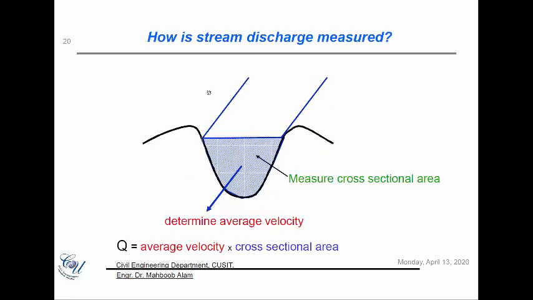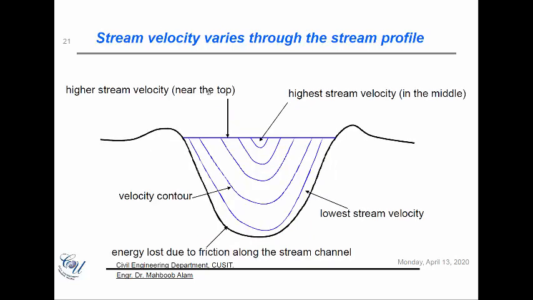As we said earlier, we have to have a certain area through which the water is passing. We should know what the area is. Then we have to determine the velocity that is flowing in that area. We'll multiply these two things and we'll get the discharge. Seems very easy, and in fact it is easy. There is nothing much in it, but we have to understand that there are the velocity.